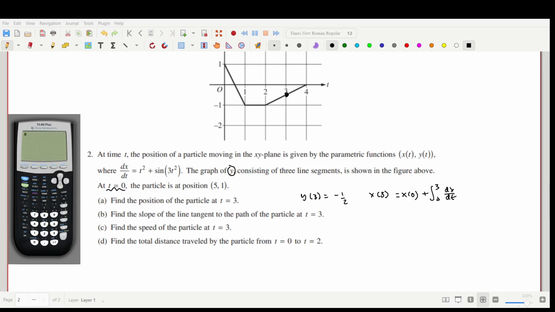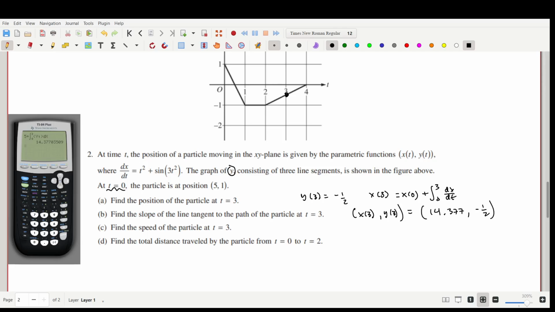Okay, well, x of 0 is 5, so 5 plus math 9, 0 to 3, alpha trace y1 dx. It takes forever. It tells me it's 14.377. So there we go. Position. I'll say x of 3, y of 3 equals 14 point whatever that was, 377, comma, negative half. Cool.